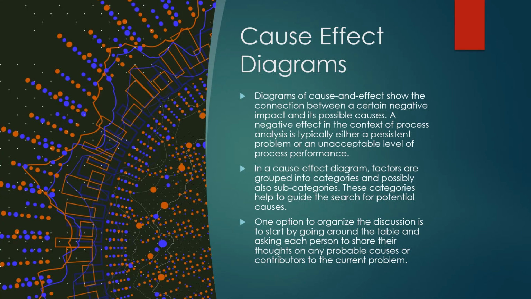Cause effect diagrams. The diagrams of cause effect show the connection between a certain negative effect and its possible causes. A negative effect in the context of process analysis is typically either a persistent problem or an unacceptable level of process performance. In cause effect diagrams, factors are grouped into categories and possibly also subcategories. These categories help to guide the search for potential causes. One option to organize the discussion is to start by writing down the label, going around the table and asking each person to share their ideas, their thoughts, and probable causes or contributors to the current problem.